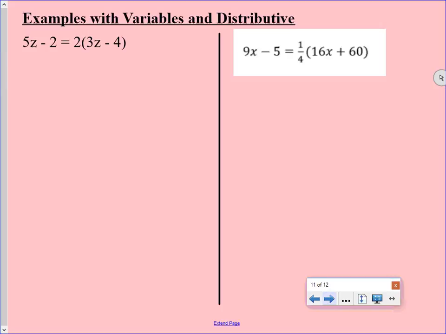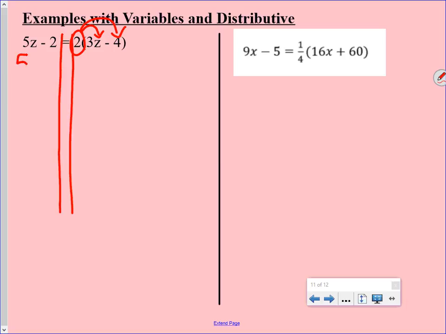Examples with variables and distributive. So now we're going to add in that distribution step. First step, we distribute the 2 to the 3z and the minus 4. Everything on the left stays the same for now. 2 times 3z is 6z. 2 times minus 4 is minus 8.